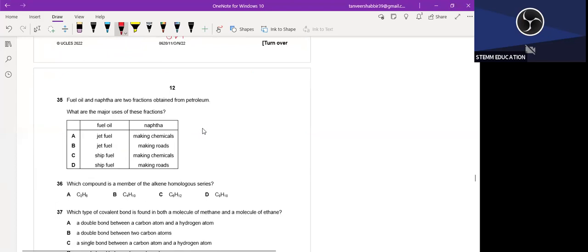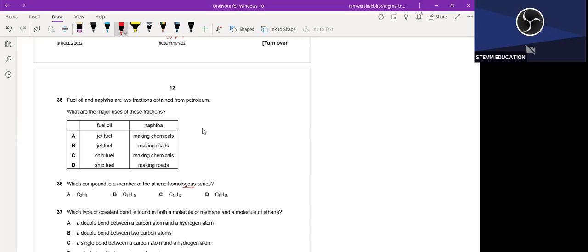Now 35th, fuel oil and naphtha are two fractions obtained from petroleum. What are the major uses of these fractions? Fuel oil, jet fuel, ship fuel. Okay. 35. Which compound is a member of alkene homologous series?